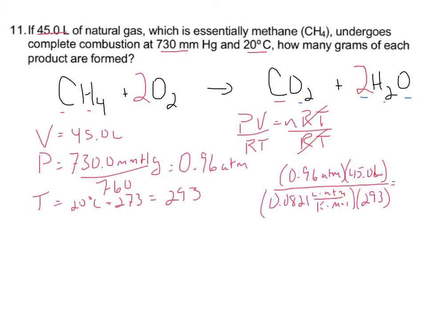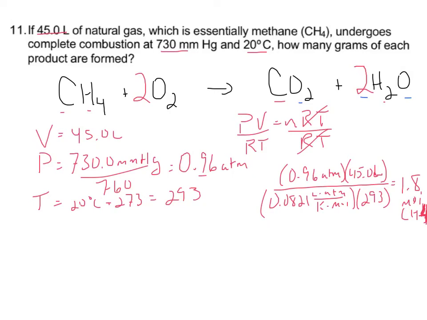If we plug this all into our equation here, again we get the pressure to be 0.96 atm. We solve for n and we get 1.8 moles of methane gas, CH4. Sorry, that's supposed to say moles here, and that's CH4. Now that we have it in moles, we can use the coefficients from the balanced equation to solve for each of our products.